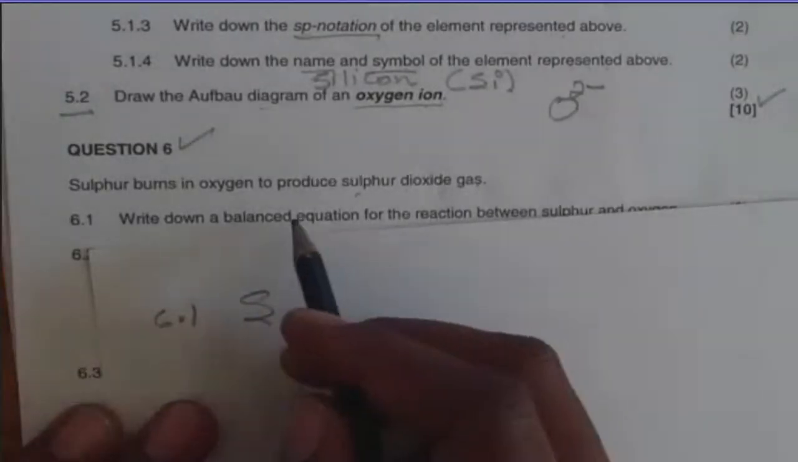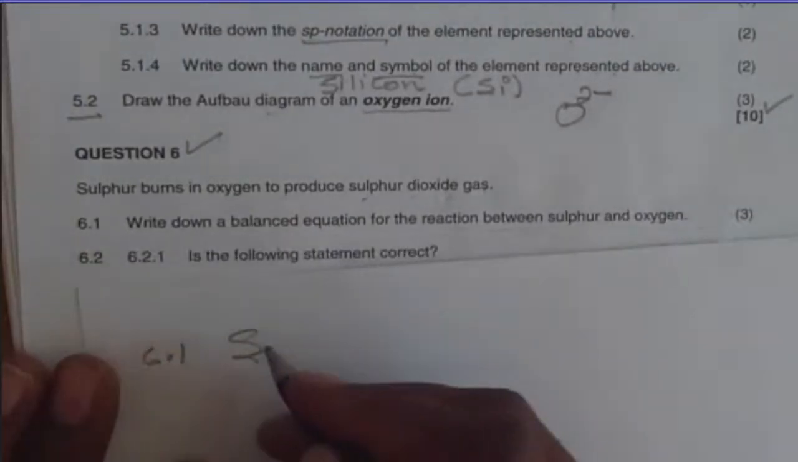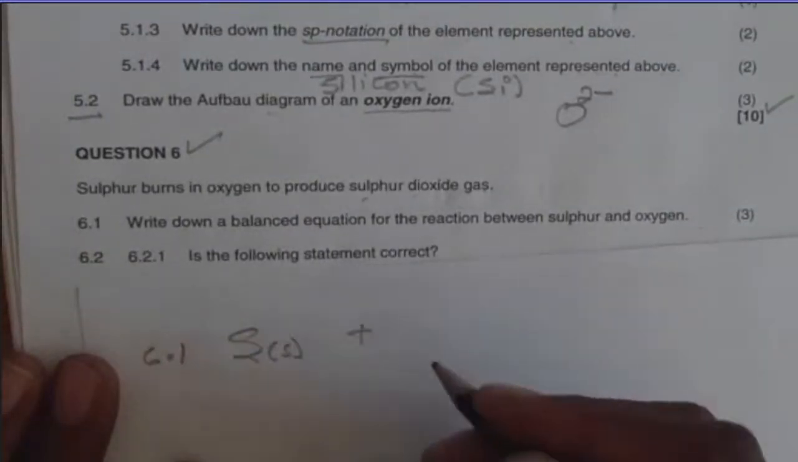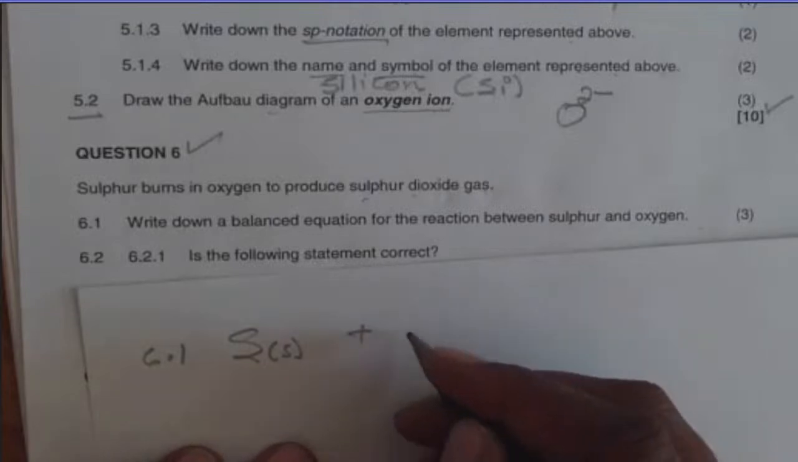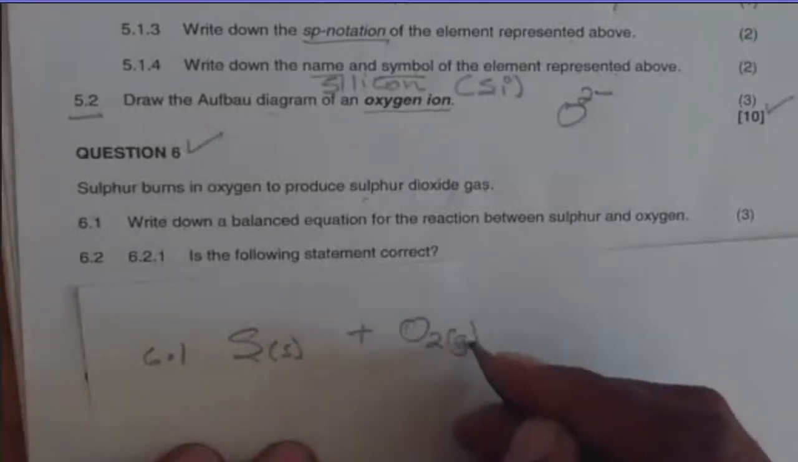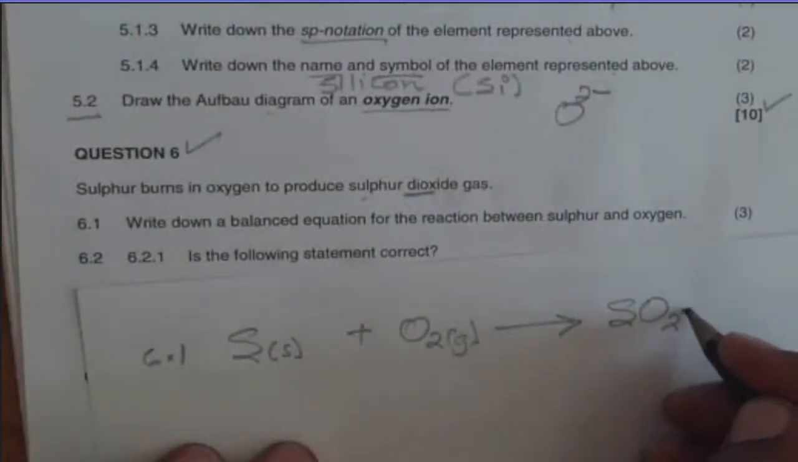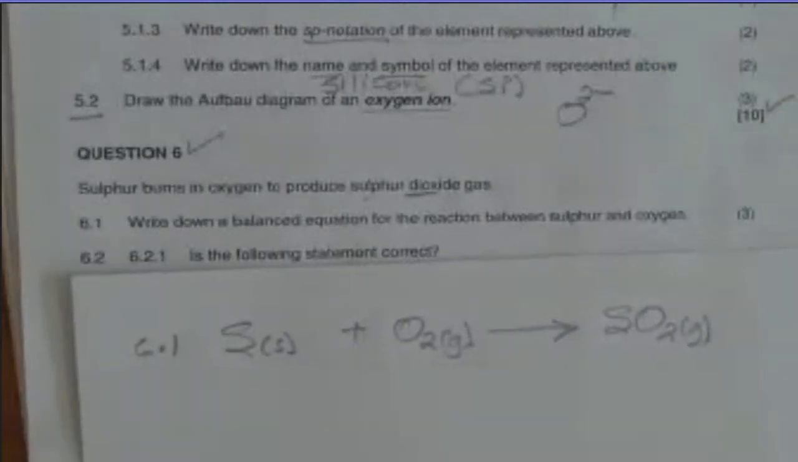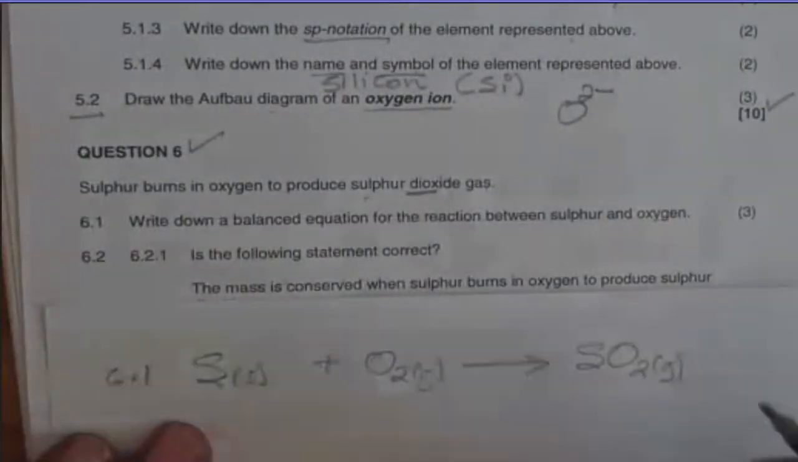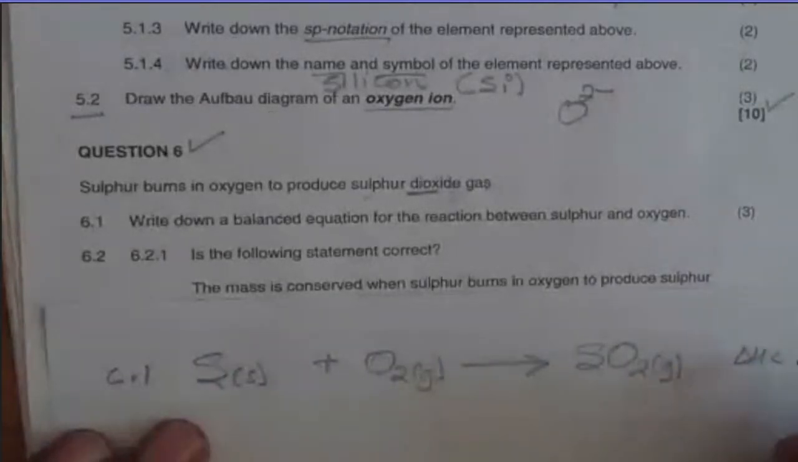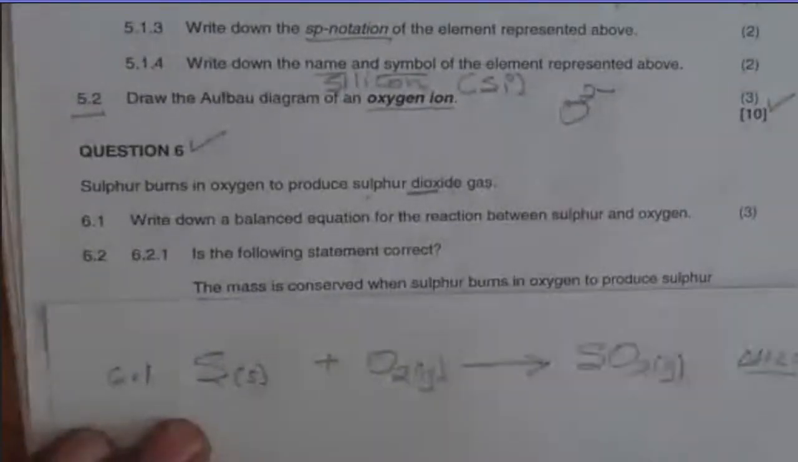Sulfur, I don't think the phases are important, but sulfur is a solid, so that plus oxygen is a gas. So it's going to give us what? Sulfur di means 2. That will be also 2, so it will be the gas. So meaning this is an exo. It's an exothermic reaction. So what is an exothermic reaction?